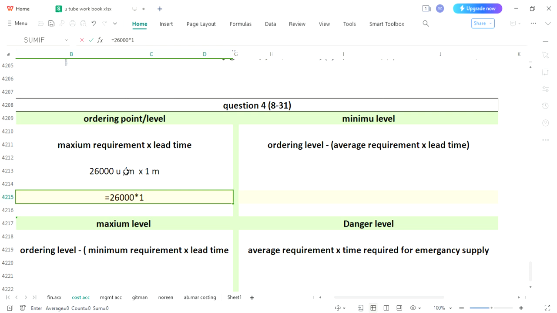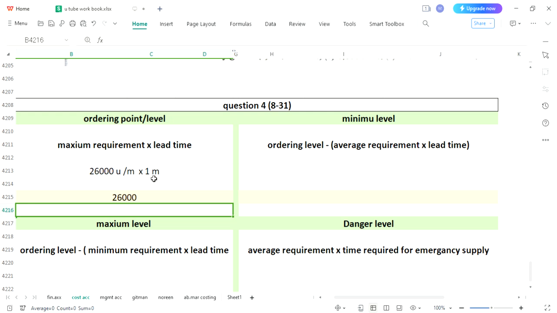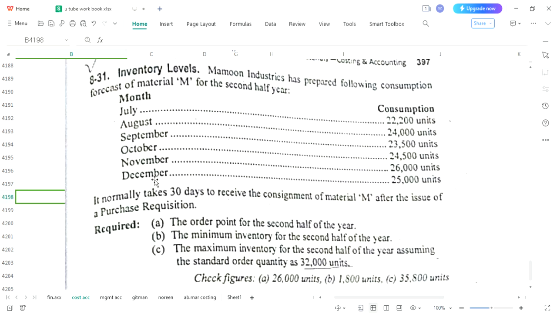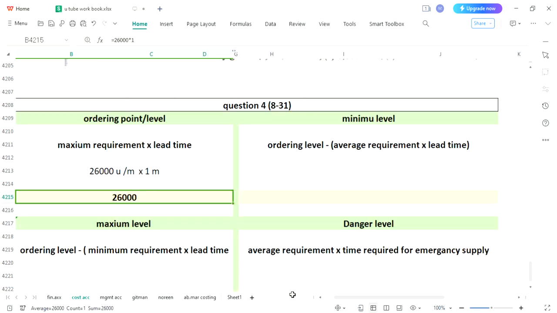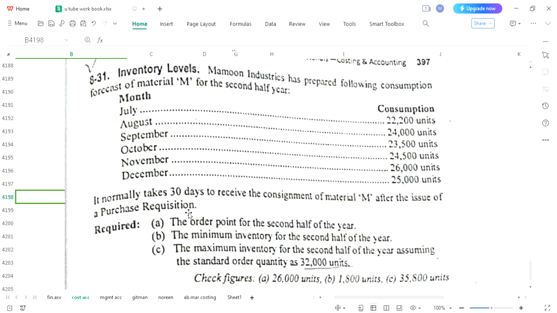So now both requirements are synchronized. Both are now matched. 26,000 units are for a month and the time is also mentioned in months. In this way our calculation will be completed, and the answer for the ordering point would be calculated in this way. This was your answer, we are highlighting it. Let's check our answer as well. The first requirement was the ordering point and we have calculated it as 26,000 units, and our answer is also 26,000. So in this way it has been completed.